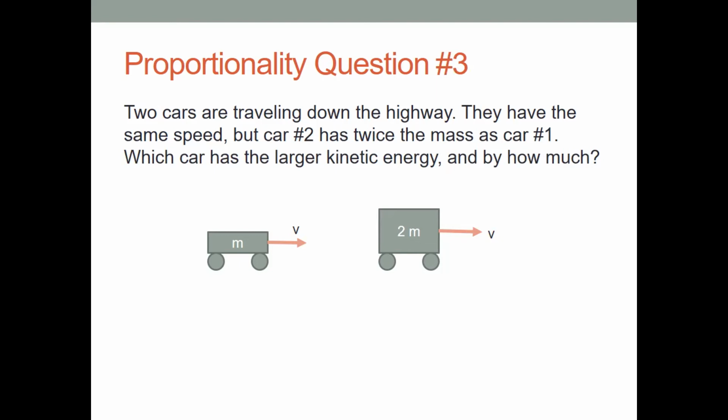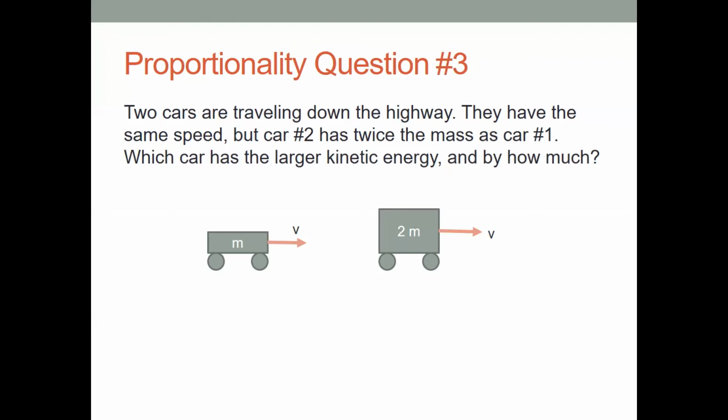If they're going the same speed, wouldn't it be the one with the larger mass? Yes, the one with the larger mass has more kinetic energy, because it has more mass in the equation. How much more kinetic energy does it have? Twice. Why is it not 4 times? Because it's not squared. It's 1/2 mv squared. Only v is squared, mass is not.